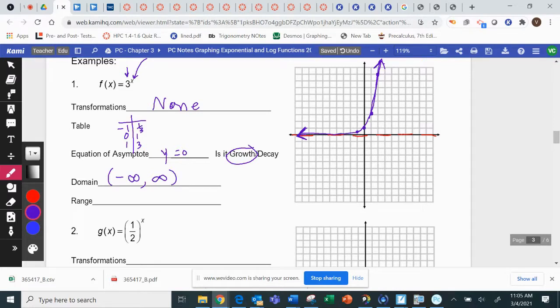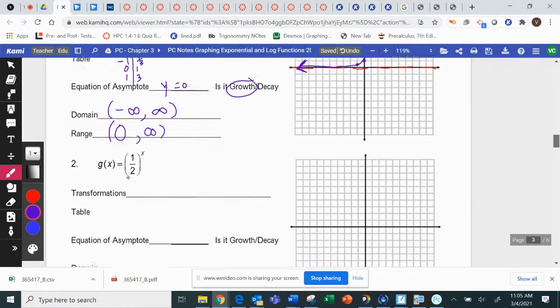The range is not all real numbers. That asymptote kind of ruins that. So what is the lowest value, what value should we start at? 0. Can it equal 0? It cannot, so we use a parenthesis. And then from there, it's going to keep going up, so we'll have to infinity. Okay?